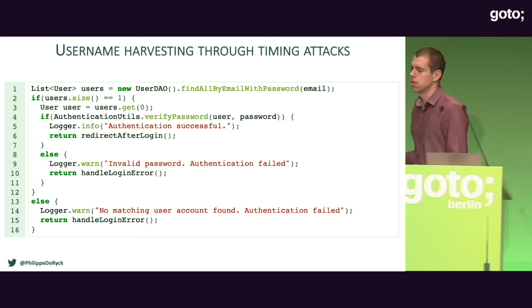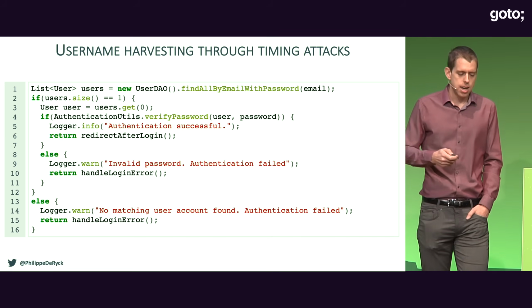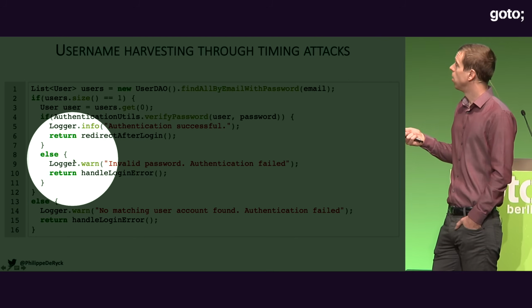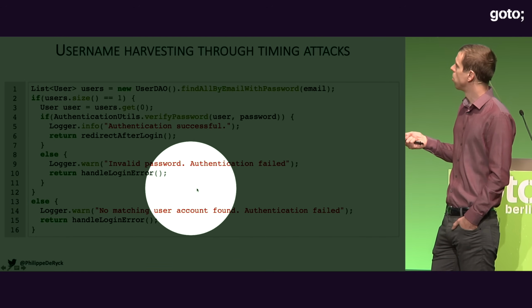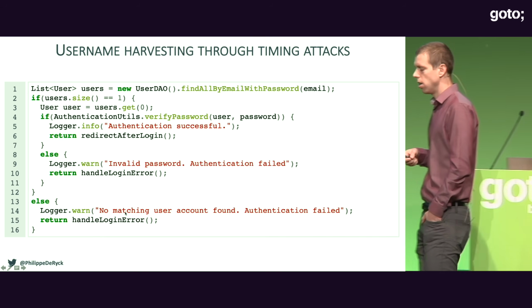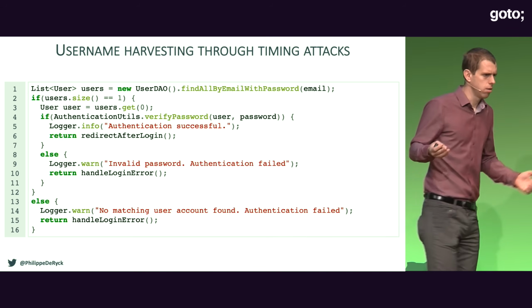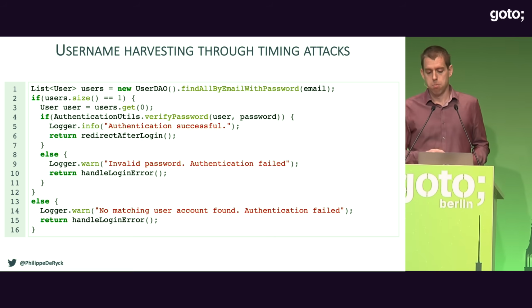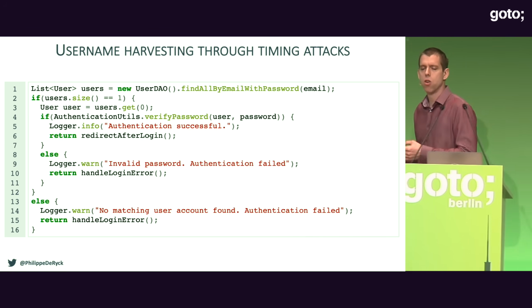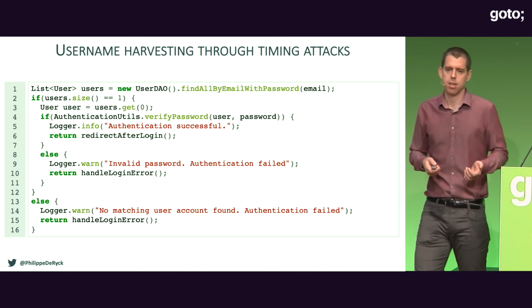So if the authentication is successful, we're good to go. If the authentication fails, here, then we return an error. We log an error and we return the error page. And if the user is not found, we also return the error page. Sounds good, right? This is a proper way of doing things. Well, sure, but it allows something called username harvesting or username enumeration attacks.